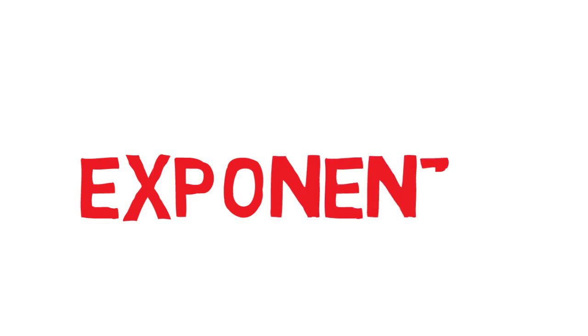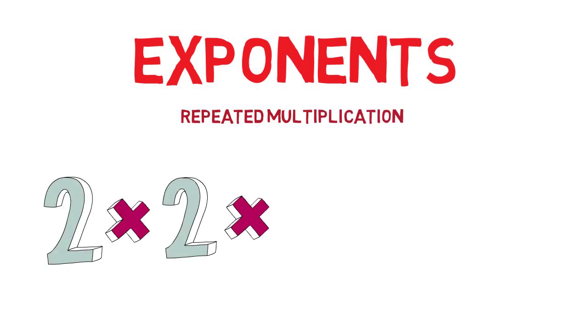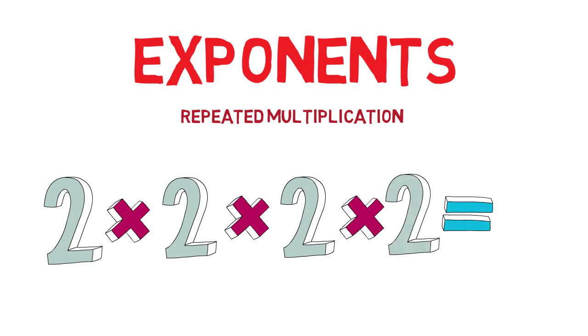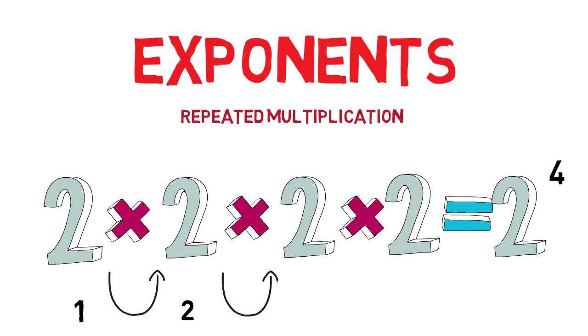So first off, what is an exponent? Well, an exponent is how we represent a number that is repeatedly multiplied. So instead of writing 2 times 2 times 2 times 2, we can just write 2 to the 4th power because we have 4 2's being multiplied together. This is much quicker and easier than writing out the product form 2 times 2 times 2 times 2.